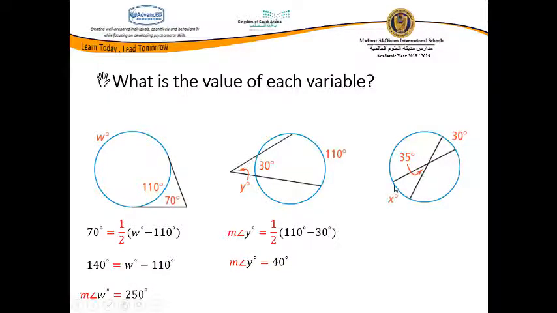How do we find the measure of this arc X? Here we have 2 secants intersecting inside this circle. Then the measure of angle 35 is supposed to equal half the sum of the two intercepted arcs, X and arc 30. Then 35 equals half of X plus 30. By multiplying both sides by 2, 70 equals X plus 30. Then X equals 40.